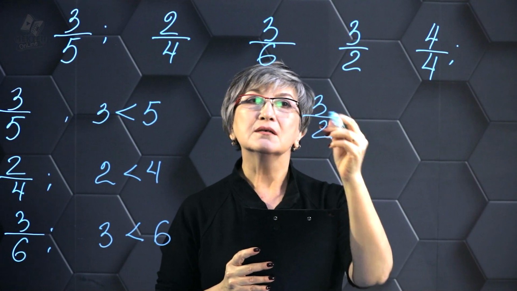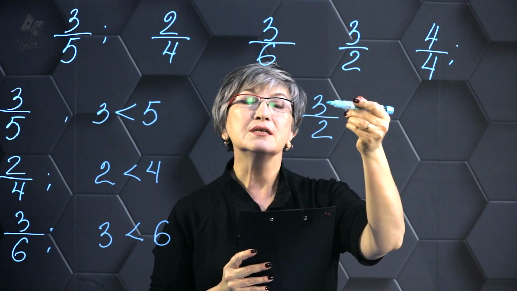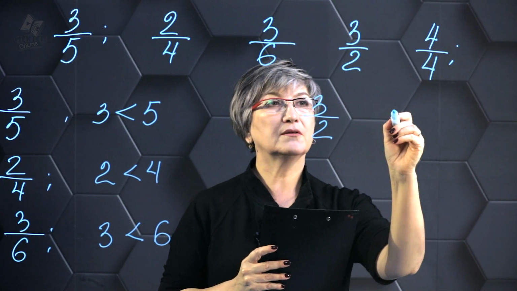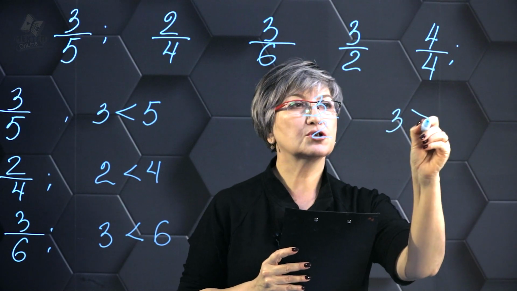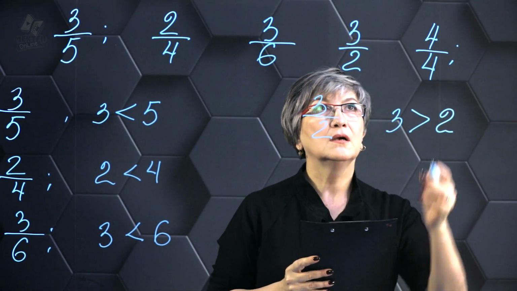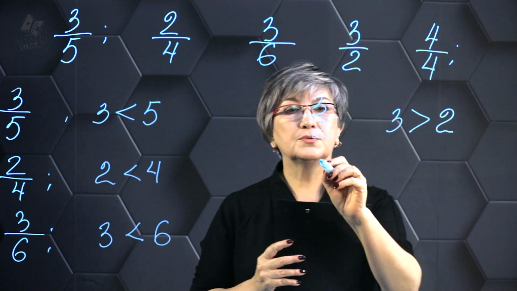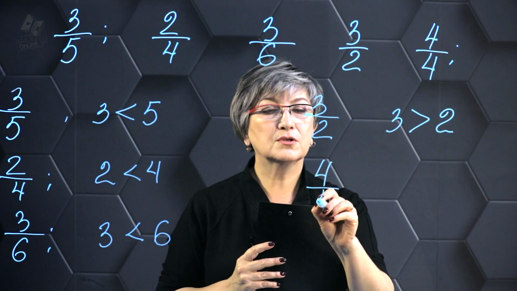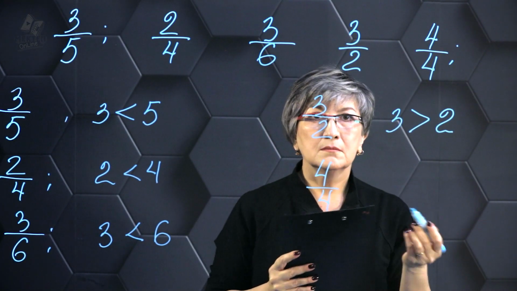So what do I have in this particular case? I have a numerator of 3 and a denominator of 2. Consequently, 3 is larger than 2. That's fantastic. So, could you please explain to me what exactly this fraction is? Next, it seems to be 4/4.